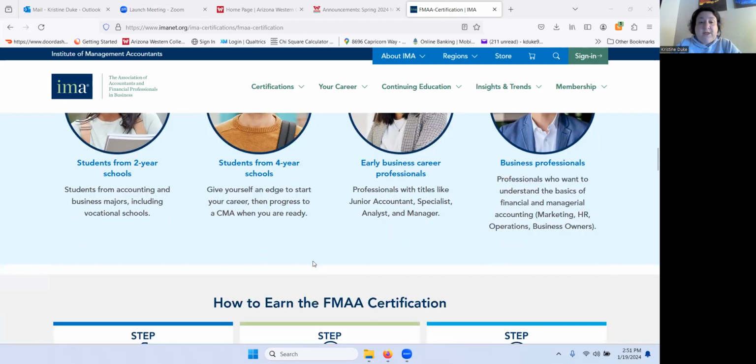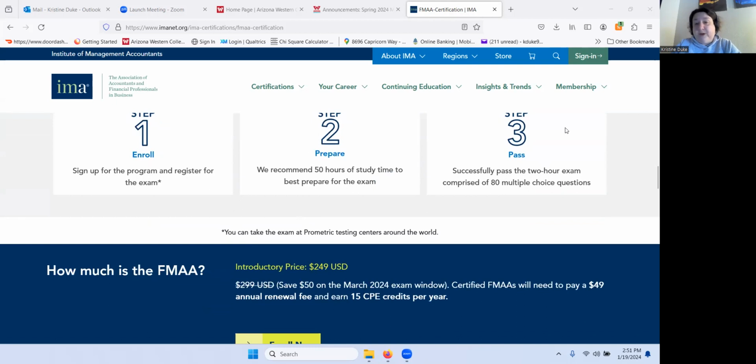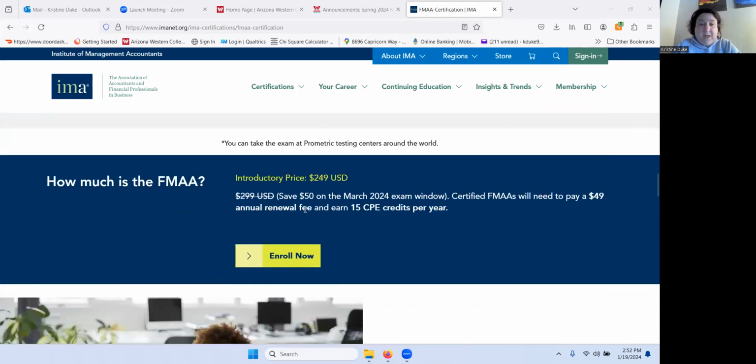But I do know that right now, you enroll, prepare, you pass. This is the most important part. If you enroll right now, they're going to give you a discount because this is the first round. They're going to allow you to take this exam for $249. Why is this important? I haven't seen an exam at a better price. When you're testing for the CMA or CPA, you're looking at thousands of dollars. So this is a really good price, and they're offering $50 off. You will have to pay a $49 annual renewal fee and continue with what we call CPE credits.